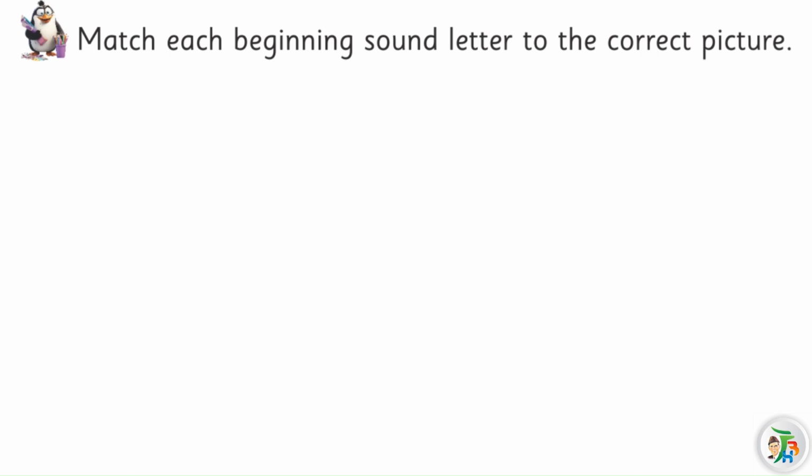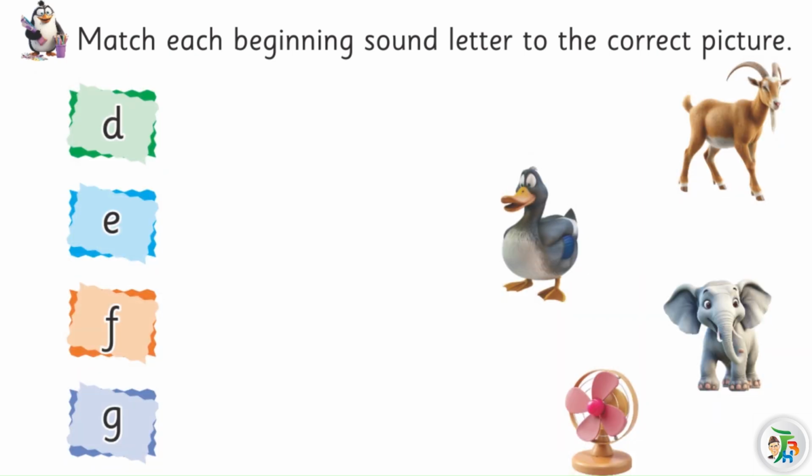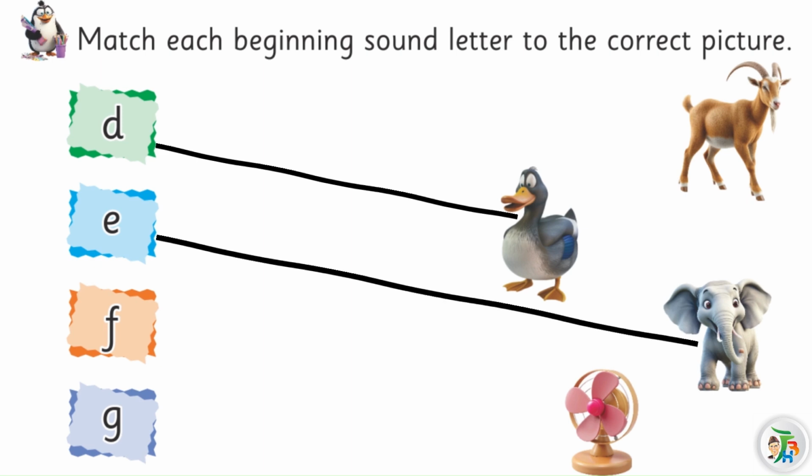Match each beginning sound letter to the correct picture. The letter D. Match it to the duck. The letter E. Match it to the elephant. The letter F. Match it to the fan. The letter G. Match it to the goat.